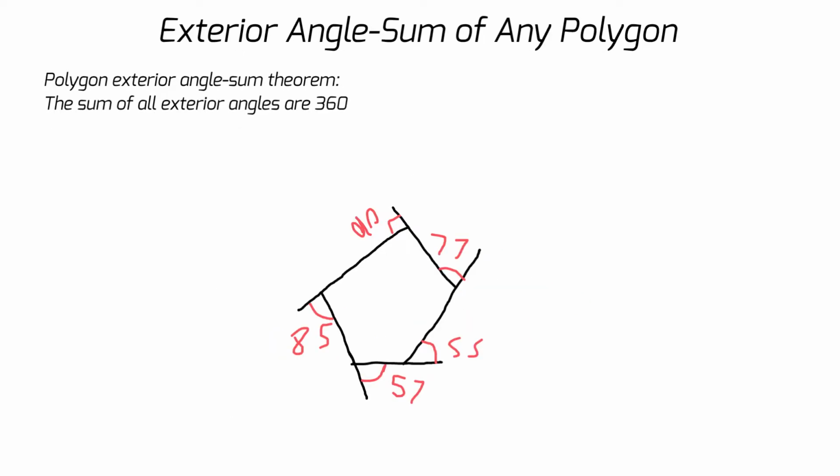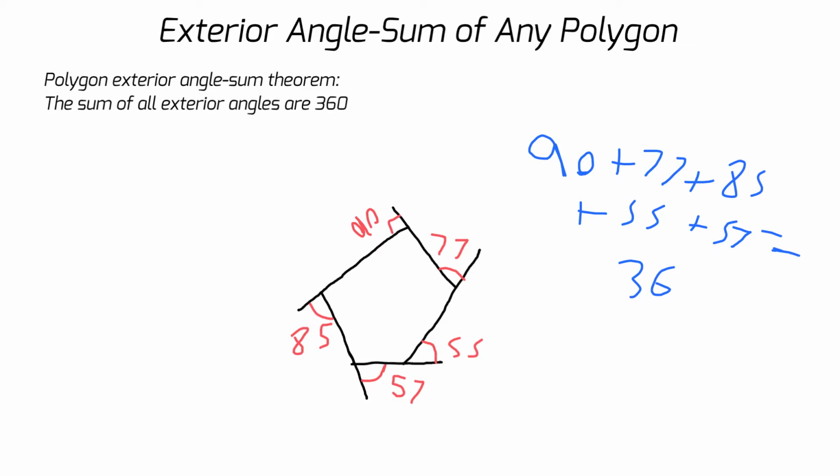This one is the easiest of them all, the exterior angle sum of any polygon. The polygon exterior angle sum theorem is that the sum of all exterior angles of a polygon is 360 degrees. We can prove this because if we look at this polygon that I've already drawn out, and I've already written down each and every angle, we can see that 90 plus 77 plus 85 plus 55 plus 57 all add up to 360 degrees.